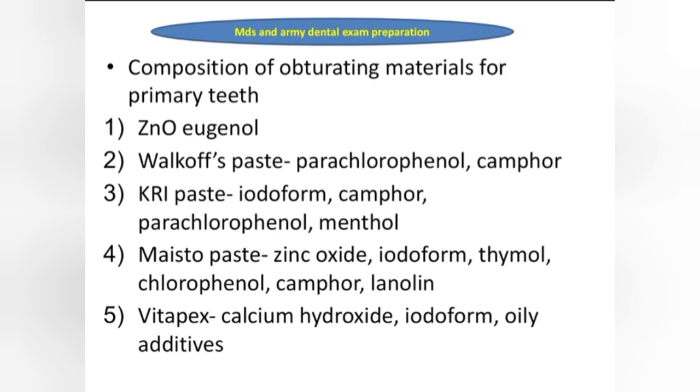One MCQ may arise from this topic. What is the most common obturating material for primary teeth? The answer will be zinc oxide eugenol.